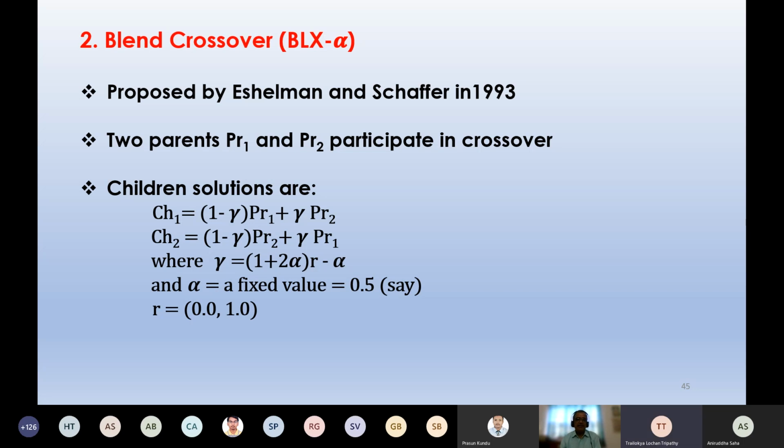Yes, sir. So we are making it more controlled rather than purely random. Yeah, exactly. That is why, in a genetic algorithm, it is controlled random.